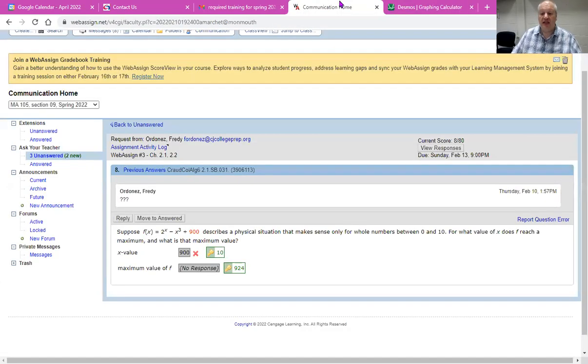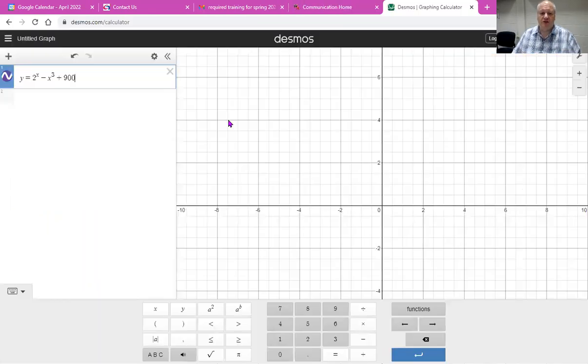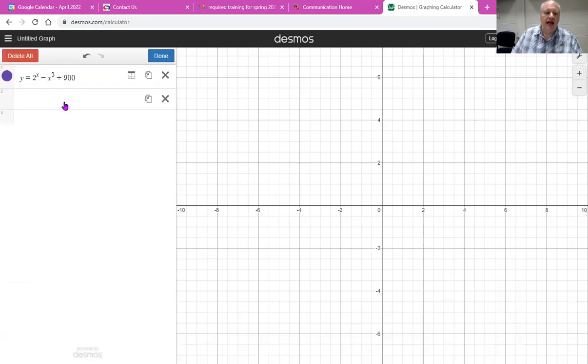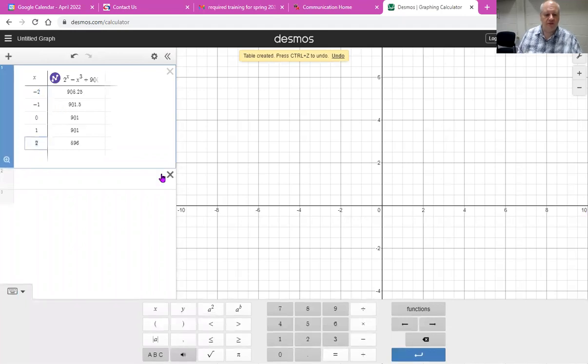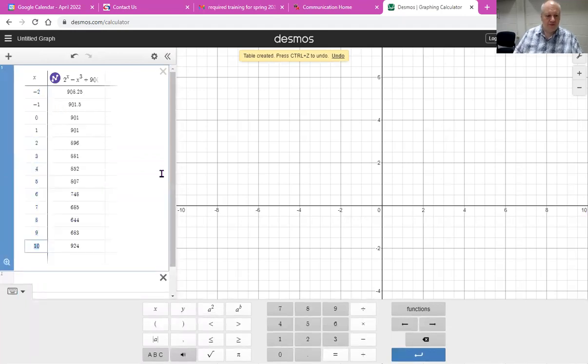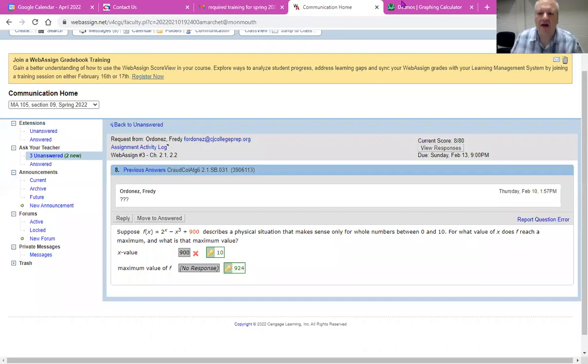Okay, so the question is telling you that it's only going to go from 0 to 10, and we want to know what is the max value. So let's go and get a table now. And let's go only from 0 to 10. Let's look for, I know I just said it, but what was it? Maximum? Yeah. Okay, maximum value.